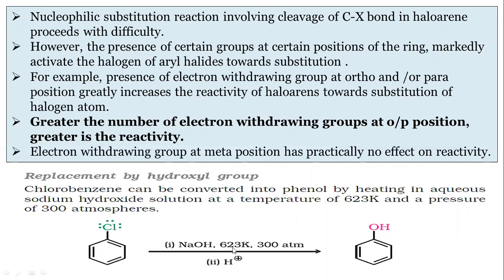NaOH at 623 K and 300 atmospheric pressure, we get this phenol, meaning this chlorine is substituted. This is an example of nucleophilic substitution reaction. And which is the nucleophile in this reaction? Nucleophile is OH minus. It is substituted. These reactions are favorable when electron withdrawing groups are attached to the ortho or para position.